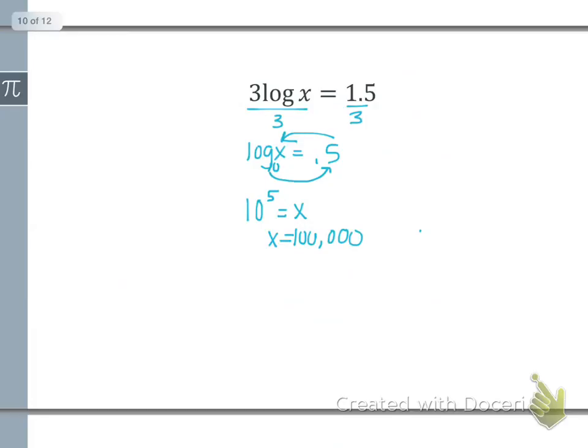That was actually a 0.5, not a 5. So let's try this again. So I'm going to type in 10 to the 0.5, and I'm going to get 3.16. That's better.